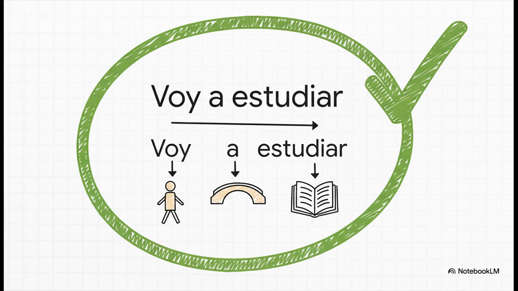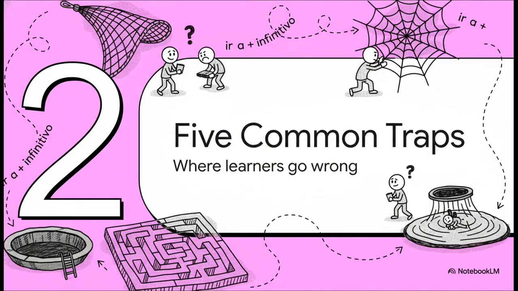Voy a estudiar. See? Voy is the conjugated form of ir for I. Then you have the a, and finally, estudiar, to study, is just left alone. It's simple, it's correct, and it sounds great. Okay, so now that we have that foundation, let's get into the really fun stuff. We're going to walk through the 5 biggest traps that learners fall into. Think of this as your roadmap for dodging all the common mistakes.